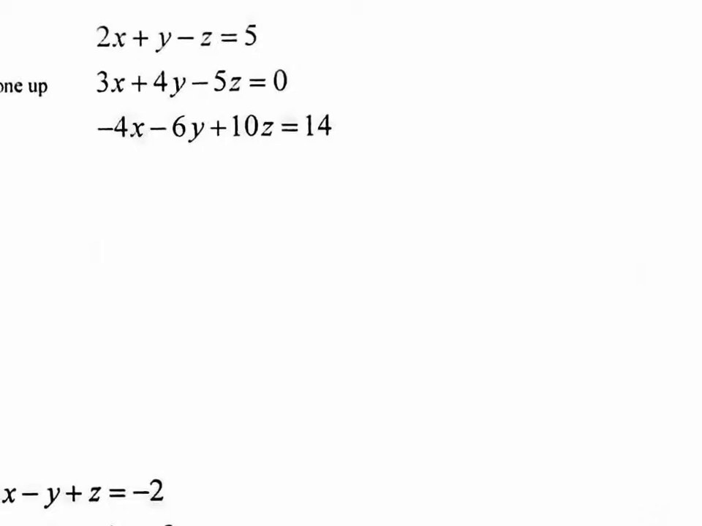Everybody please follow along. The very first thing to do is to label your equations A, B, and C. I can't stress how important this is. A lot of students just want to jump right into it and start canceling things out, but it's very important that you label it A, B, and C. That way you can keep track of your work.